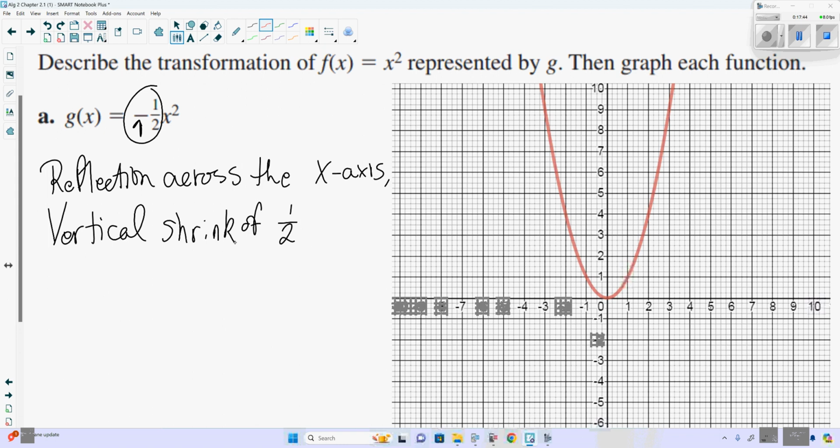So the negative 1/2 x squared, the negative would be a reflection across the x-axis. The 1/2 is our vertical shrink of 1/2. And that's it. So again, that negative and 1/2 are not one transformation. They're two separate transformations. Questions on this here?